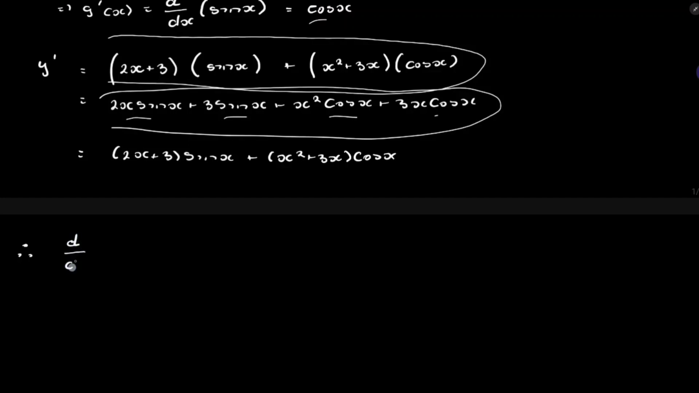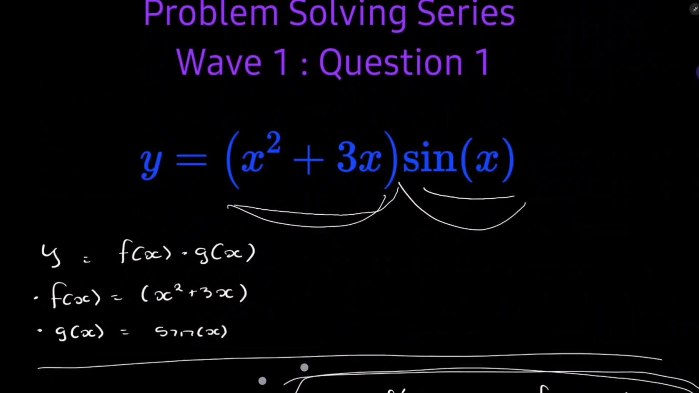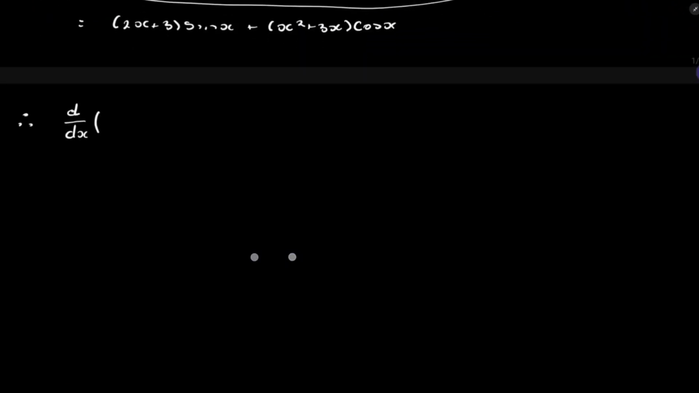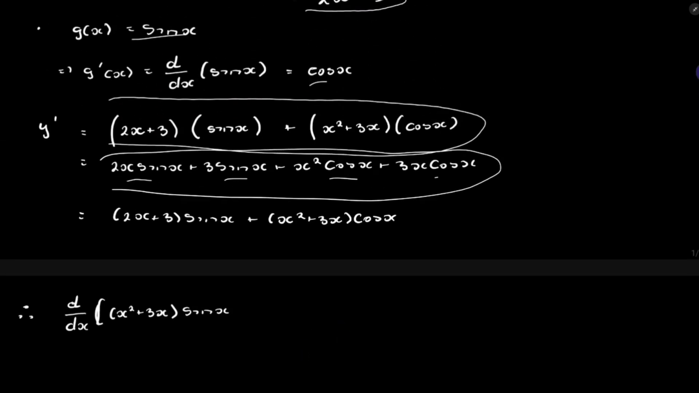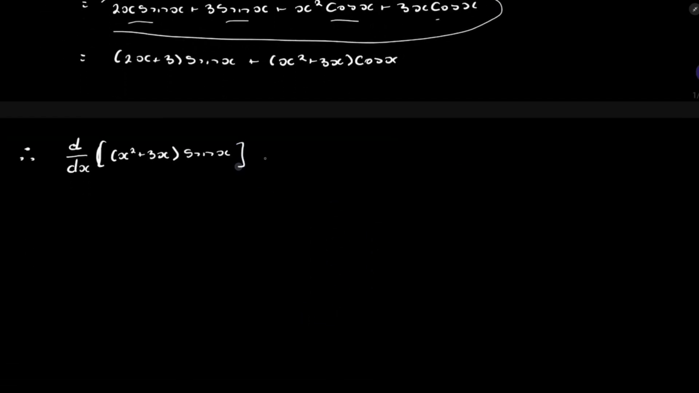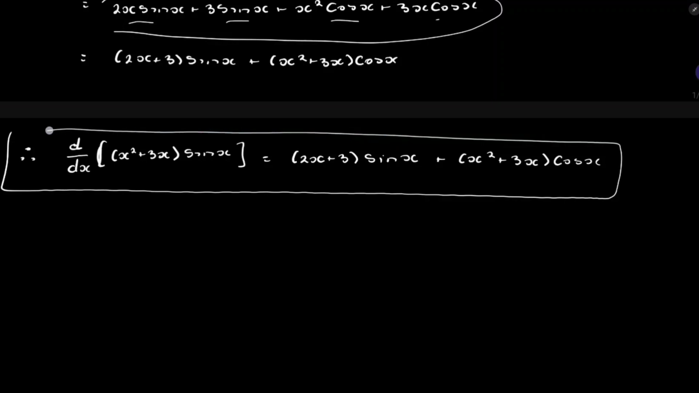Therefore, the derivative with respect to x of our function, which is x squared plus 3x times sine x, is 2x plus 3 sine x plus x squared plus 3x cos x. We box our answer.